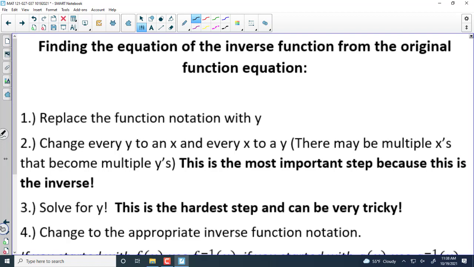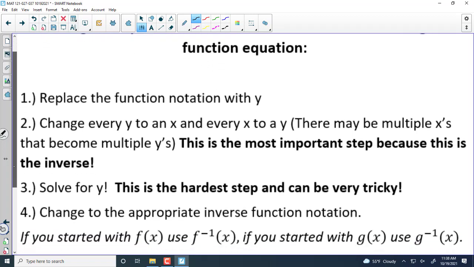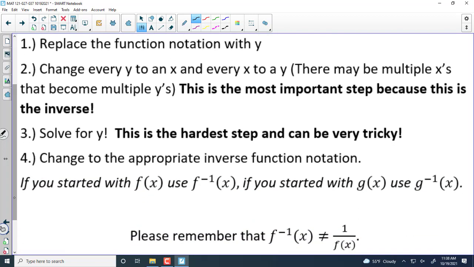Replace the function notation with y. If there's an f of x, change it to a y. Then, once you've done that, change every y to an x and every x to a y. The reason I phrase it like that is because some of the equations we're going to look at, maybe just one today, there's going to be multiple x's that have to both become y's when we change x with y. Then you have to solve for y. That's usually the hardest step, and we're going to do a couple today where that's a little bit tricky.